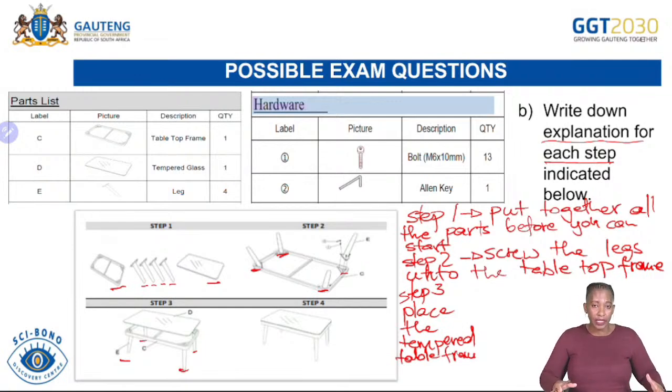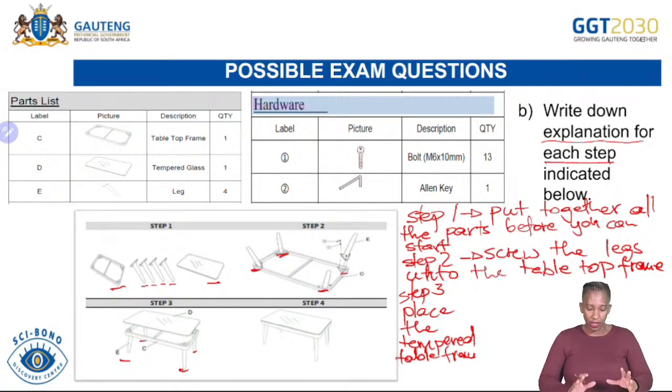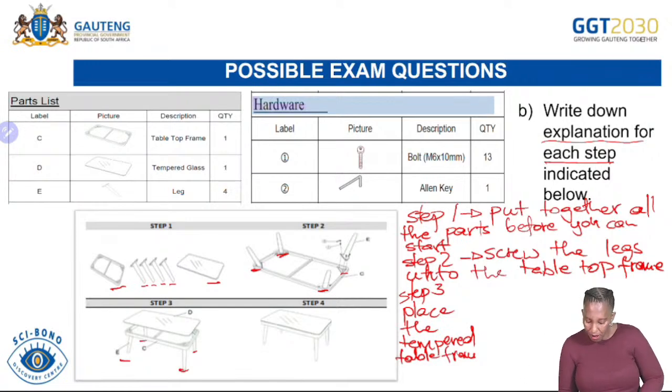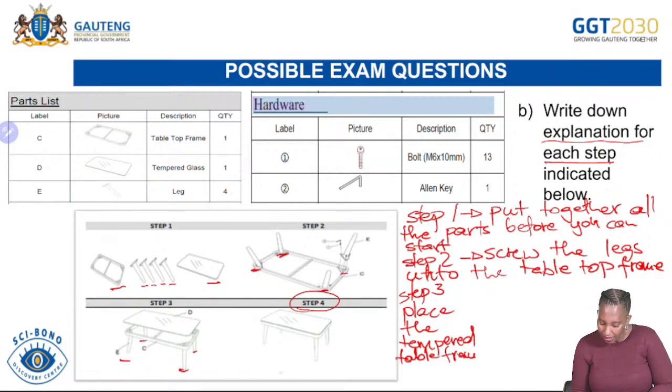Remember, now we have completed our frame. We have screwed the legs onto what? Onto the tabletop frame, and then the table nightstands, and now the last part is just to take the tempered glass and place it on top of the table. Then step number 4, this is our last step. It is the desired outcome. So we have assembled with step number 4. We have the assembled table.